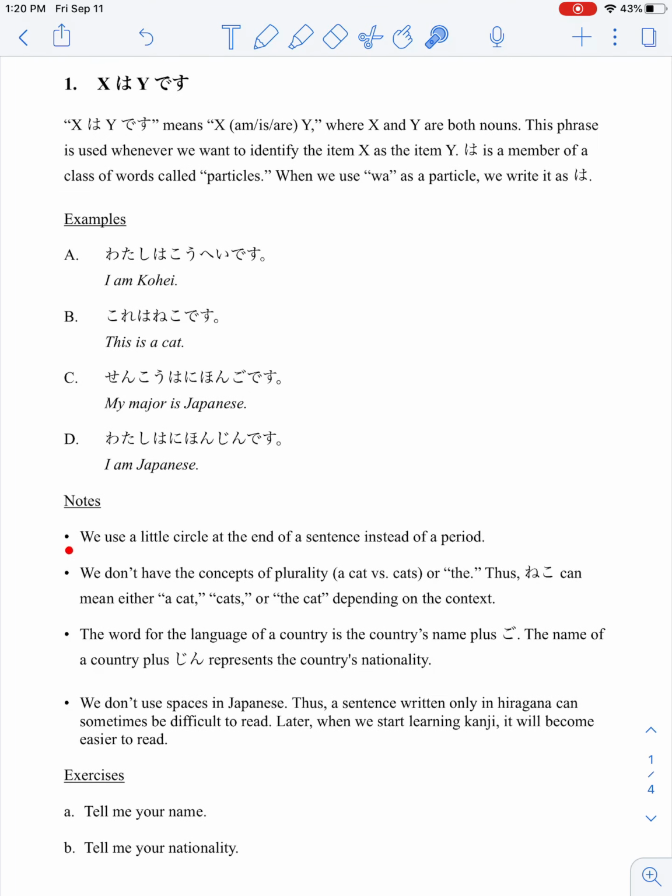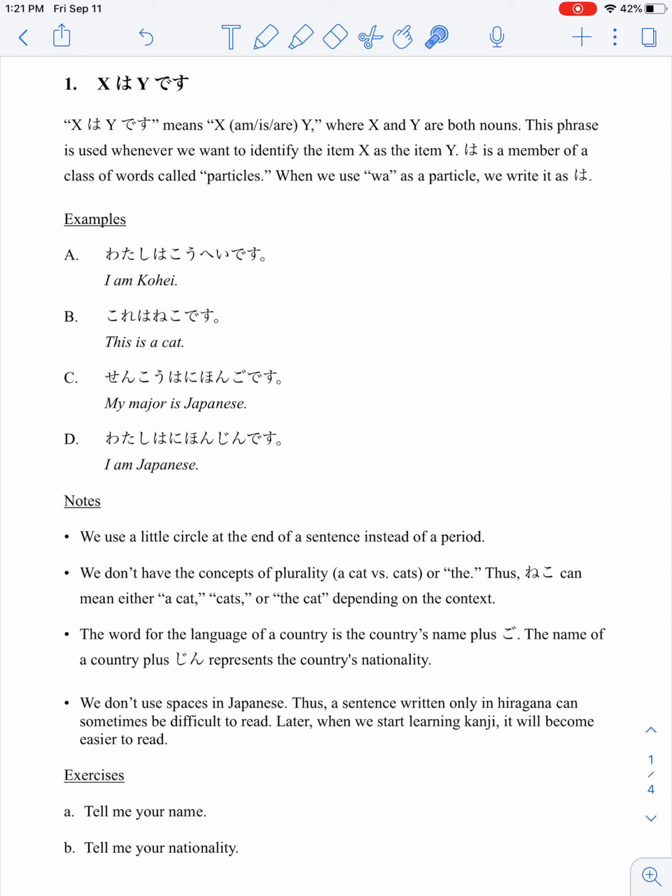Okay, let's look at some notes. First, we use a little circle at the end of a statement instead of a period. Second, we don't have the concepts of plurality, a cat versus cats, or the. So for example, here, neko can mean either a cat, cats, or the cat, depending on the context.